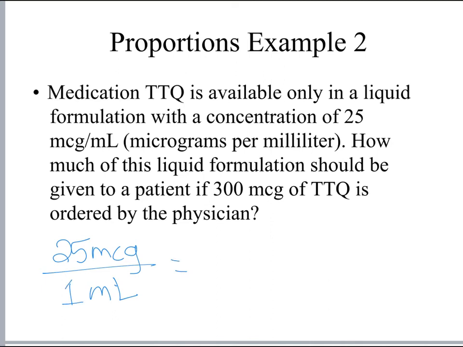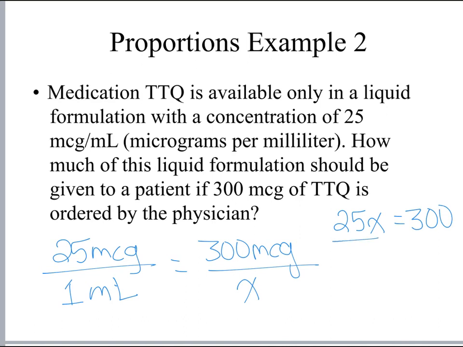And we know that the patient needs 300 micrograms, so how many milliliters are they going to need? We can solve this by 25 times x gives me 25x, and 300 times 1, so that's 300. Divide by 25, so we can solve for x. And 300 divided by 25 gives me 12. So they would need 12 milliliters.